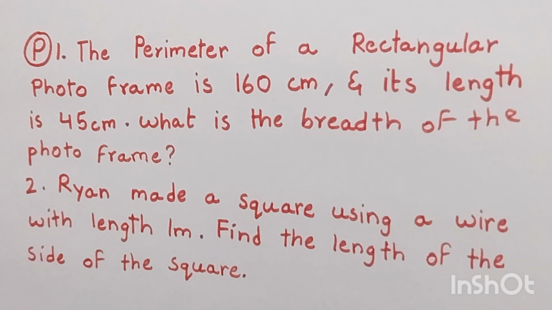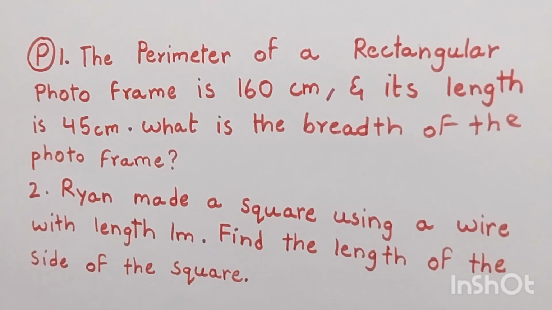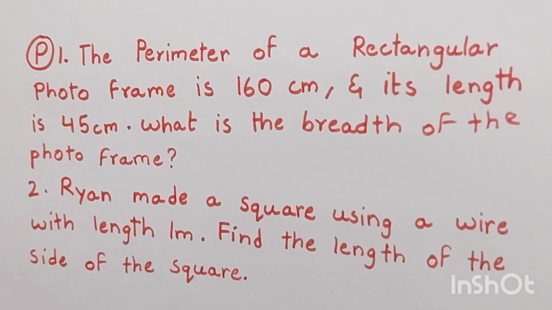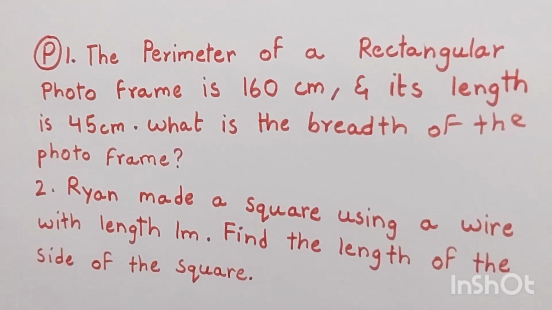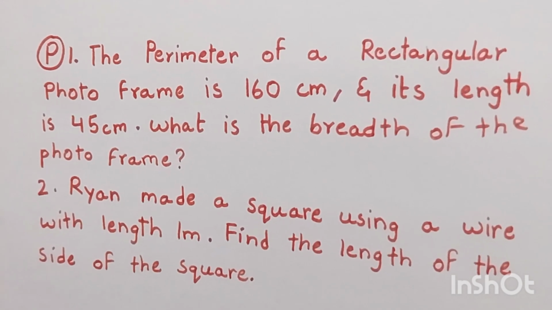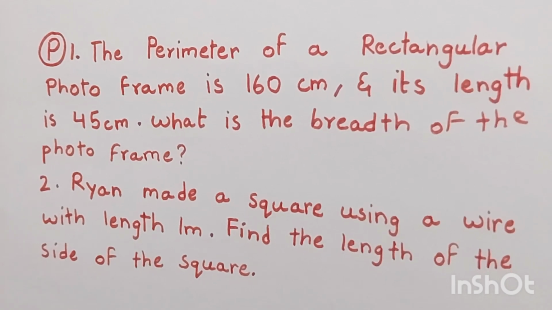The first question is: the perimeter of a rectangular photo frame is 160 centimeters and its length is 45 centimeters. What is the breadth of the photo frame? That one we are going to show you now.